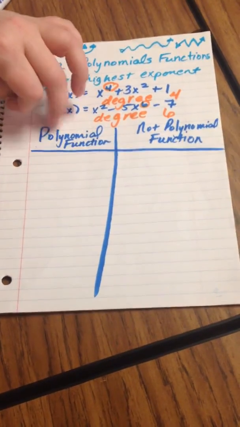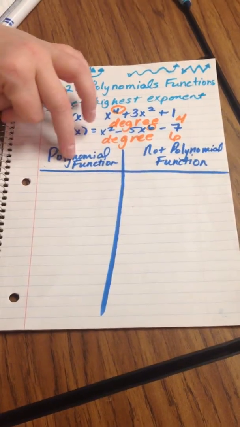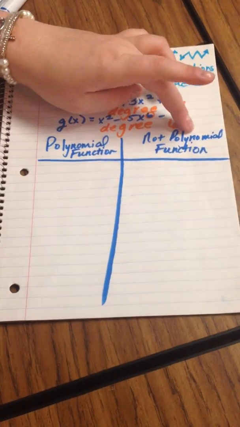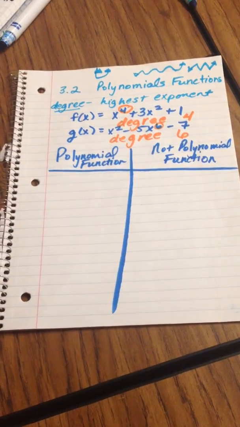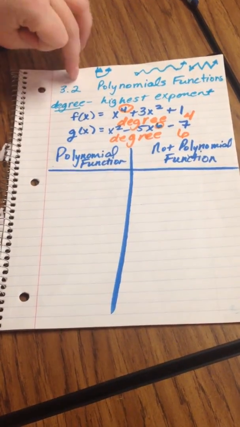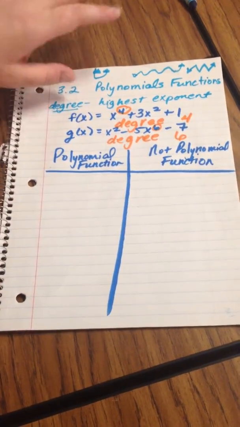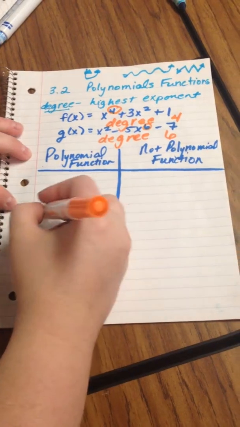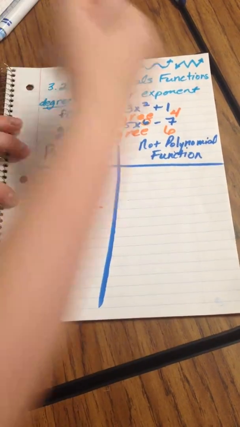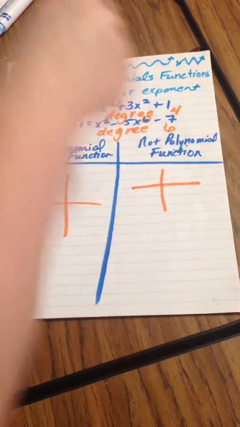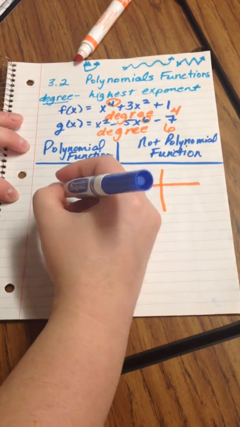Okay, so now we're going to talk about what makes a polynomial a function and what makes a polynomial not a function. And if you remember back to parabolas or circles, we just did the vertical line test. This has nothing to do with that. I'm going to draw a picture of a polynomial function and then a picture of one that's not, and maybe you can tell what the difference is.